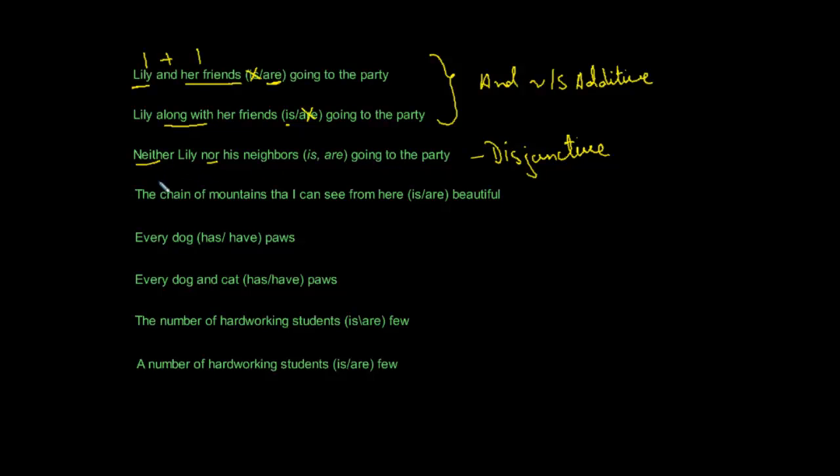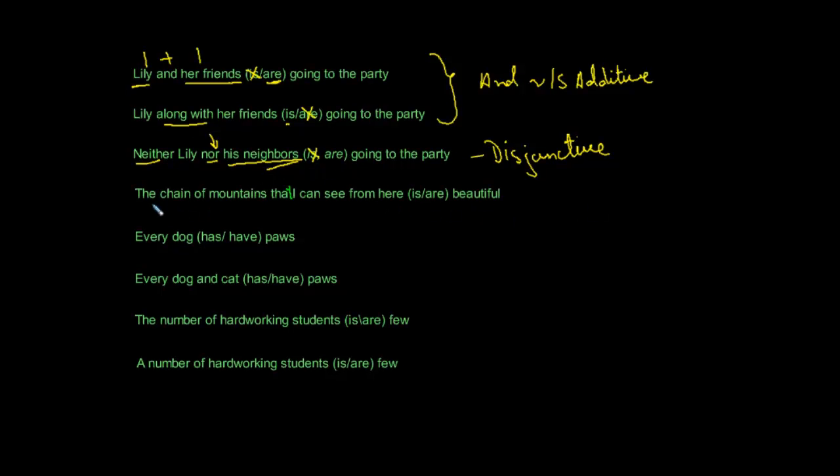See, in these types of sentences, I keep attention towards nor. Neither Lily nor his neighbors, which is plural. Neighbors will be plural, so I'll talk about are and not about is. Neither Lily nor his neighbors are going to the party. If I had changed this sentence and made it something like neither his neighbors nor Lily, if I put Lily over here, then I'll not choose are, then I'll choose is.